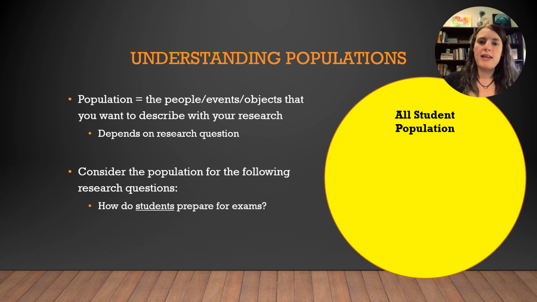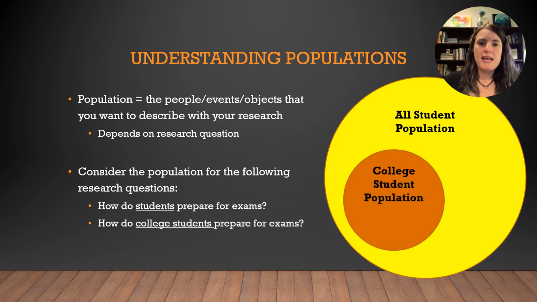But what if I were to word that more exclusively? If I reframe my research question to ask, how do college students prepare for exams? Now I'm establishing a smaller population of interest, specifically college students. Again, this is still a broad population that would include all of junior college and university students, as well as vocational colleges, law schools, etc.